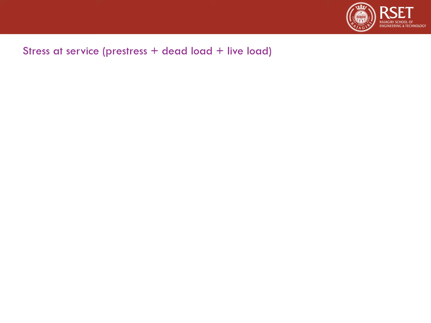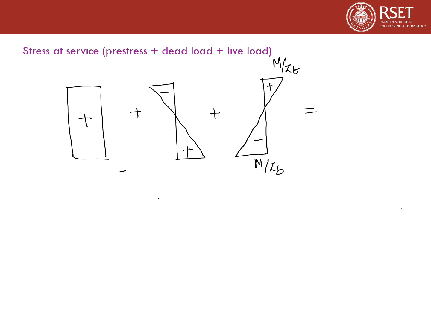Now next is the stress at service, which includes pre-stress, dead load and live load. Here also the stress distribution will be similar to the earlier case. The only thing is that here the bending moment will be the total bending moment and not the bending moment due to dead load alone. So here we have to consider the bending moment due to dead load and live load. Due to the pre-stressing force, all the stresses will be the same. We calculated this is 2.16, this is 4 and this will be 6.25, which we have calculated earlier.